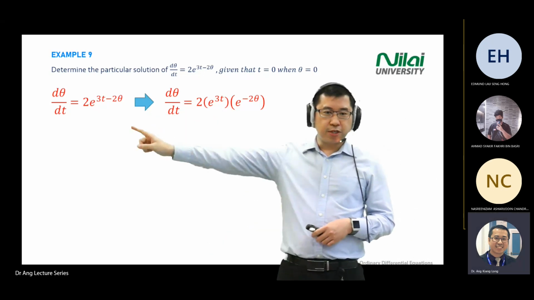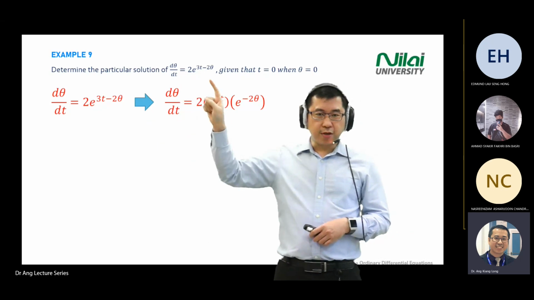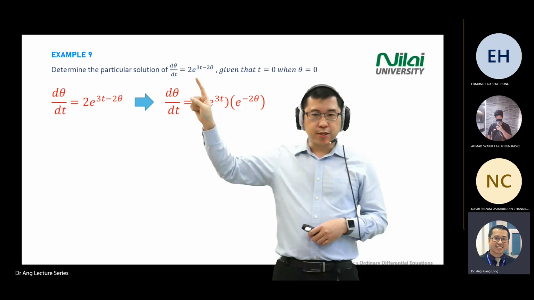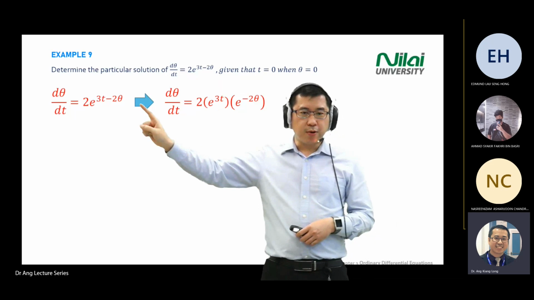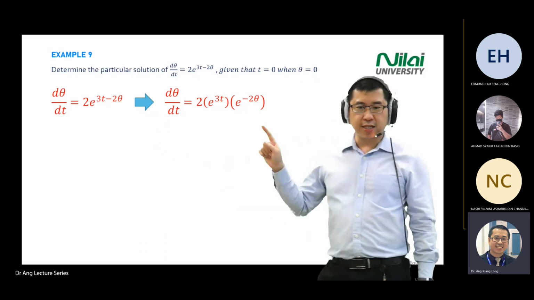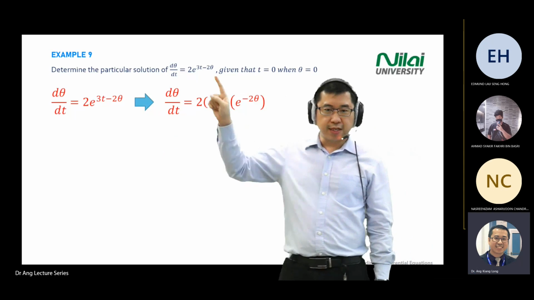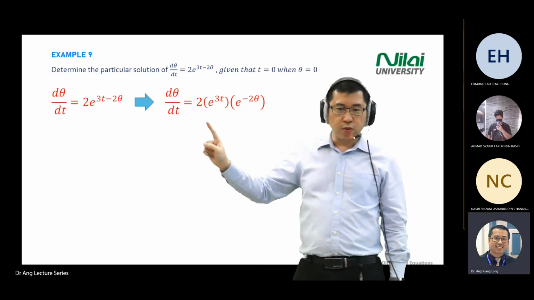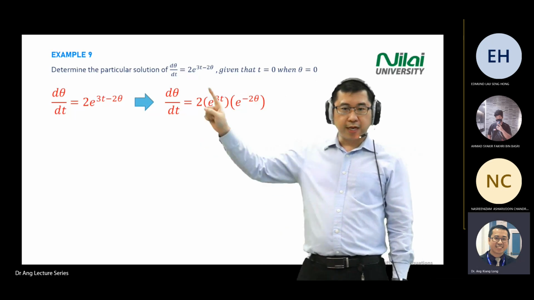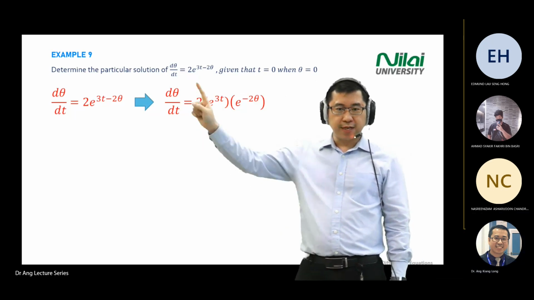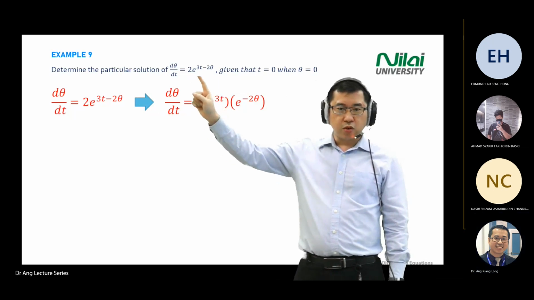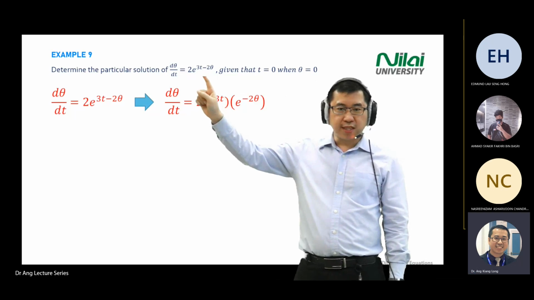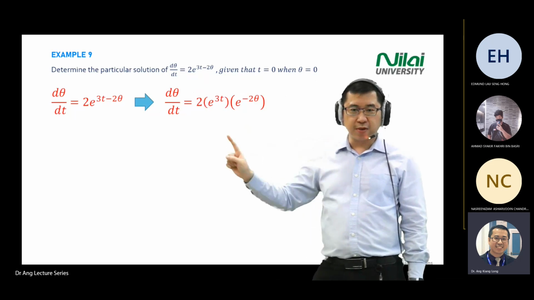Okay, you look at the equation. So this one is to test your understanding of the exponential equation, e power something. All right, so here, 2e power 3t minus 2θ, actually you can write in this form. You can break this one into these two terms. So you can put 2 one side, and look at e power 3t minus 2θ, which is basically e power 3t multiplied by e power minus 2θ. So you get this one.